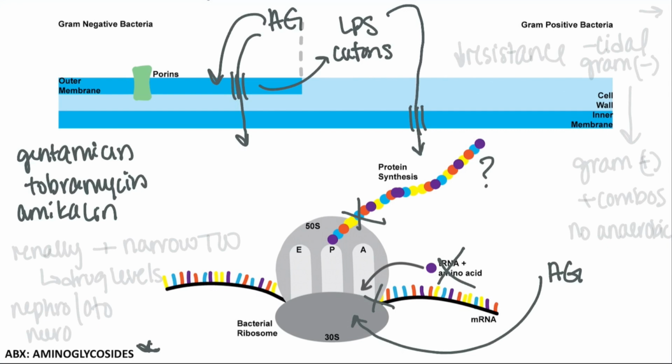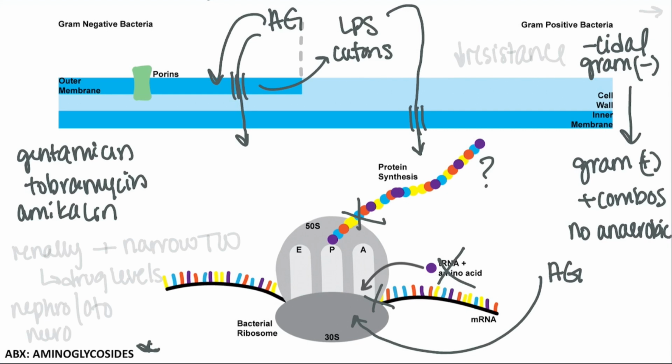So alone, these agents are bactericidal against gram-negative organisms, but can be effective against some gram-positive infections in synergistic combinations with things like beta-lactams, for instance, but no anaerobic coverage because they actually require oxygen for their initial transport into the bacteria. And one big advantage of this class of agents is that resistance is relatively less common than many other classes of antibiotics.